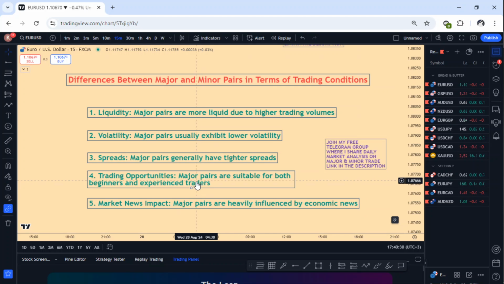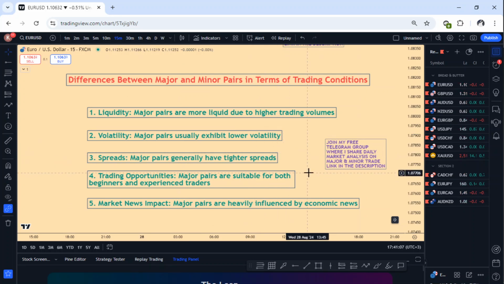Now, what about market news impact? Major pairs are heavily influenced by economic news, and they will move like wildfire, especially news from the United States as well as other major economies or countries. Minor pairs may be influenced by economic news from the countries of both currencies involved, sometimes making price movement less predictable. They are also influenced by the United States economy, because that is what rules most of these other currencies.